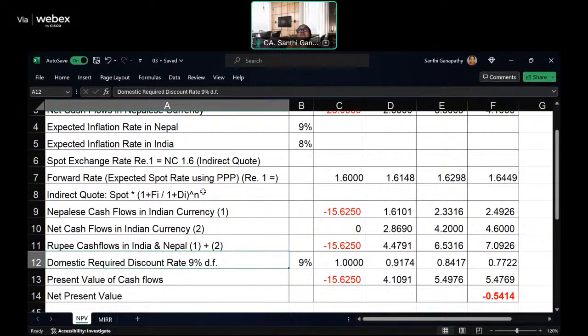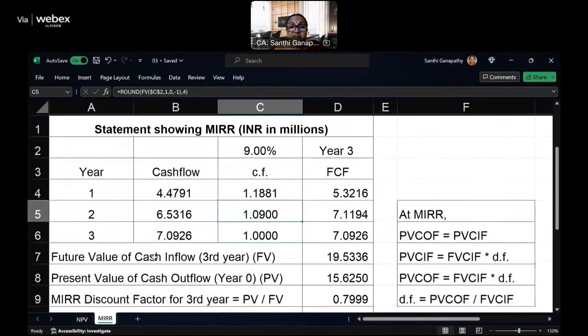Then if I have outflow more than once, I will bring everything to year zero again using the cutoff rate, and then find the rate at which the cash inflows and outflows are equal. That is how we will find the modified internal rate of return.